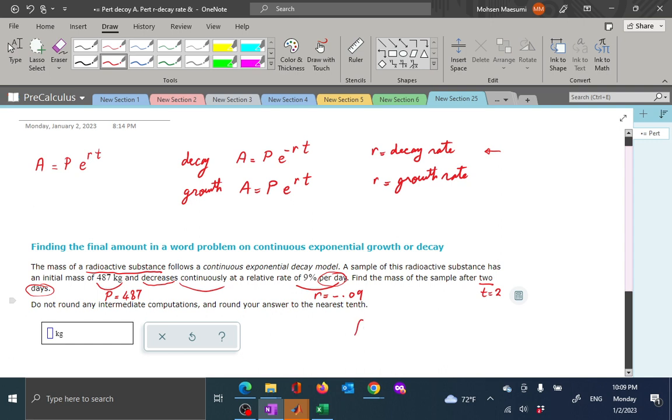So the amount of this radioactive substance that's going to remain after 2 days is, we are going to use this formula now. So it's going to be P is 487, and then exponential of minus 0.09, that's my r, times T, which is 2. And again, as we said in the previous video, you enter this completely on your calculator in a single go, as opposed to doing it piece by piece. Do not round any intermediate calculations.